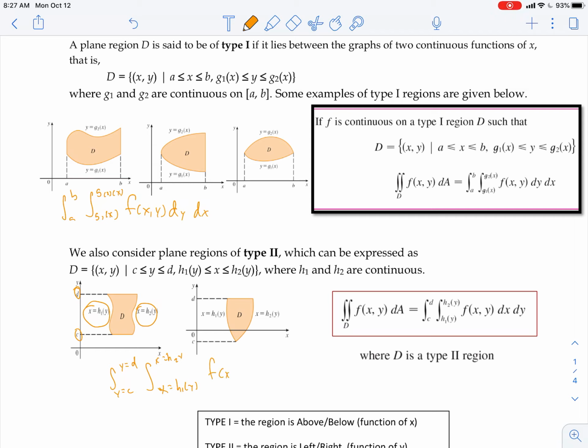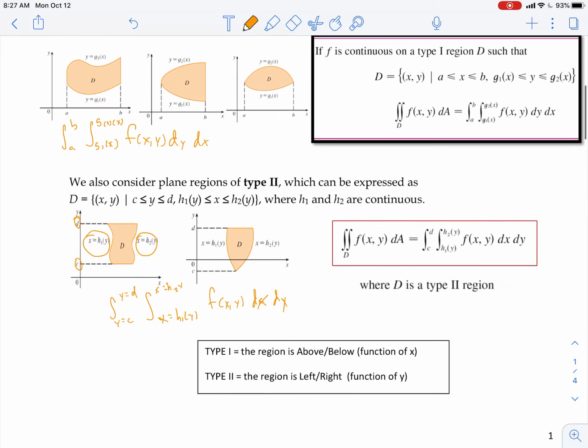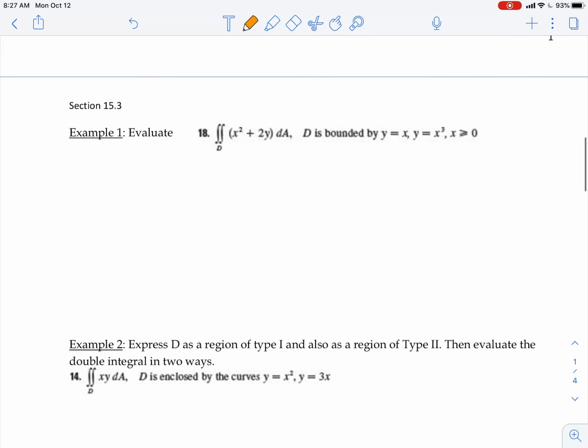And then of our function, f(x,y), and then dx, dy. Again, this is just using Fubini's theorem. Again, it says that it doesn't matter which direction we go, whatever looks easiest for you when we're actually looking at our region. So I'm going to do example 1 and 2, and then call it, and then do the next two.